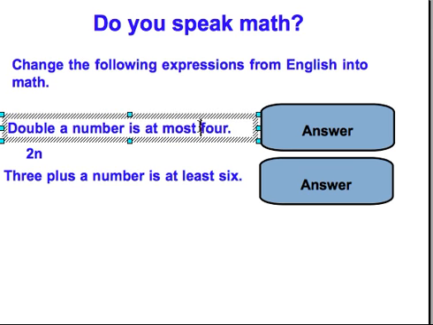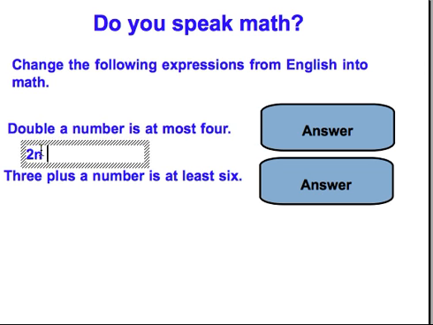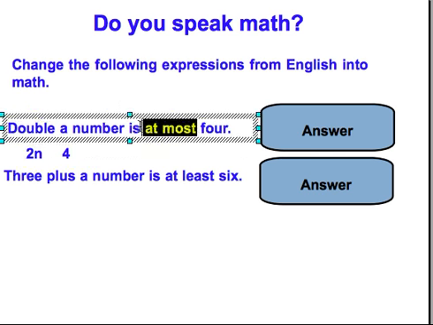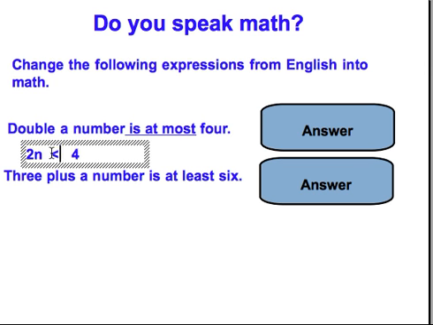Now my next term is easy, that's just 4. So I have 2n as one term and I have 4 as the other term. But at most is the tricky part. So what symbol is at most? At most means that double a number, the highest it can be is 4. So it's going to be less than 4, or the highest it can be is 4. So therefore the symbol is less than or equal to 4. So double a number is at most 4: 2n is less than or equal to 4.